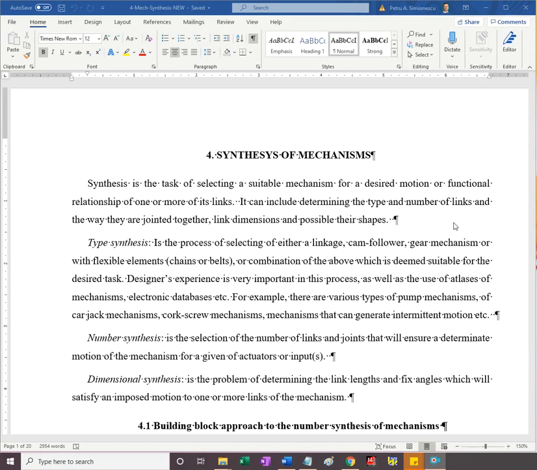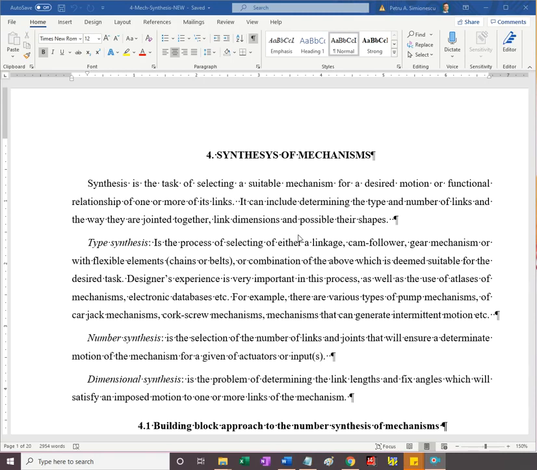and pulley radii. So synthesis is designing, finding a suitable mechanism for desired function or functional relationship. And it can refer to finding the type, the number of links, how we join the links together, and then finding link lengths, fixed angles, if we think linkages. Cams, again, we did synthesis on cams. It was a matter of finding the shape of the disk cam.